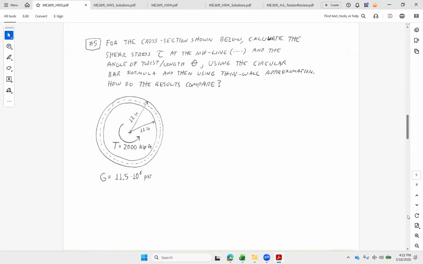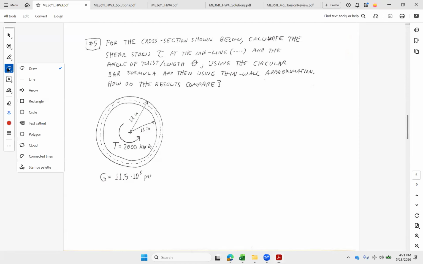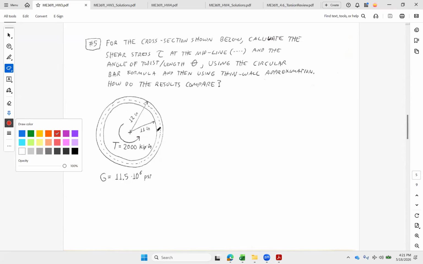So we want to calculate shear stress at the midline for the circular case and the angle of twist. And then we want to calculate the thin wall approximation, which assumes a constant stress across the cross section. That's why we'll look at the midpoint on the circular one, where it varies from inner to outer. So in our circular bar theory, stress is distributed something like this. We've got some value at the inner edge, and then it goes up a little bit to this much on the outer edge, and we have a little bit of a distribution. It's 1 inch over 11, so it's not a lot.